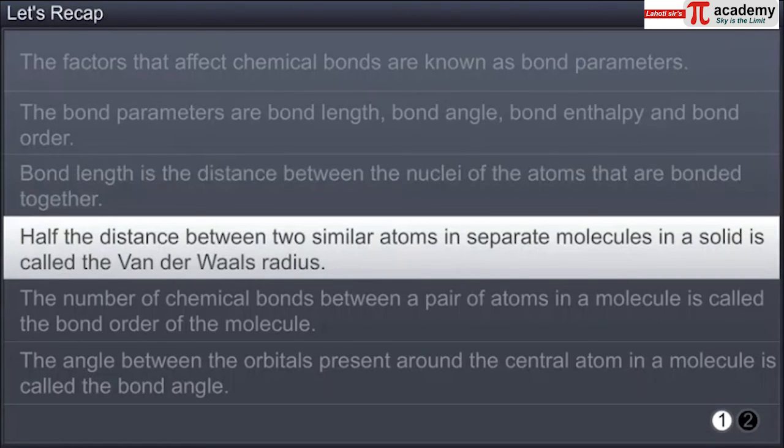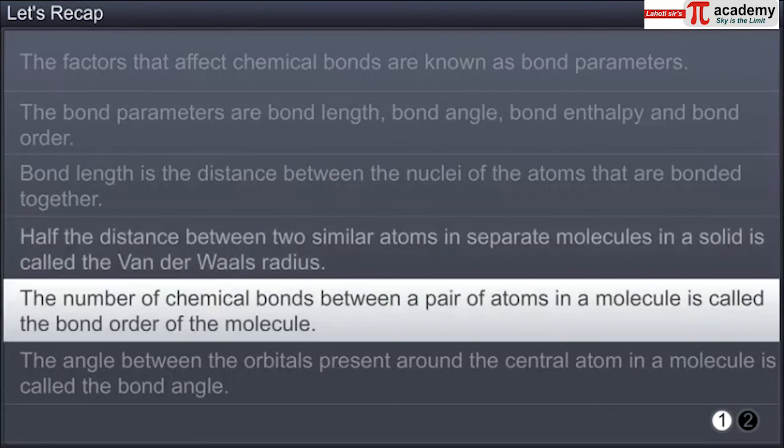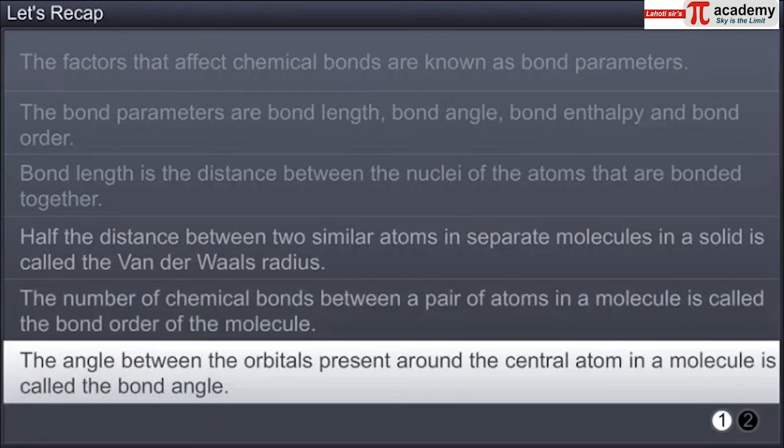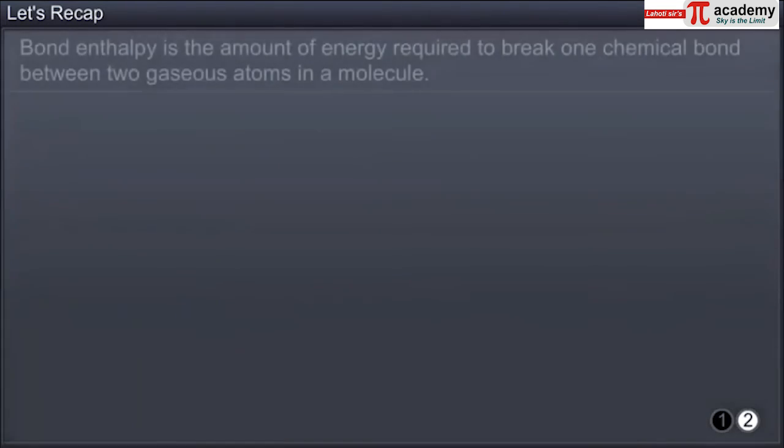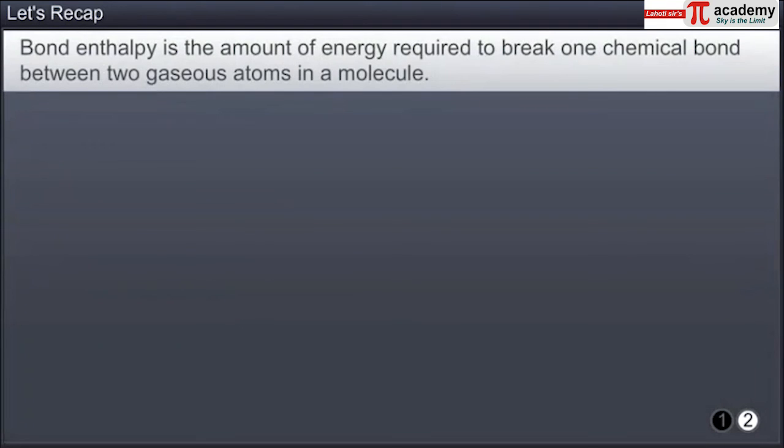Half the distance between two similar atoms in separate molecules in a solid is called the van der Waals radius. The number of chemical bonds between a pair of atoms in a molecule is called the bond order of the molecule. The angle between the orbitals present around the central atom in a molecule is called the bond angle. Bond enthalpy is the amount of energy required to break one chemical bond between two gaseous atoms in a molecule.